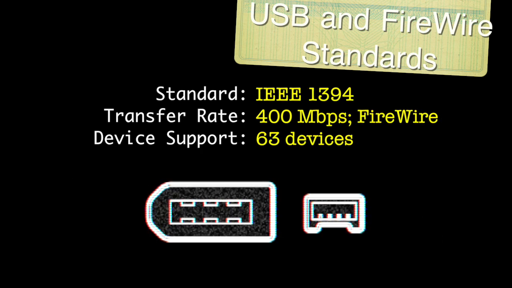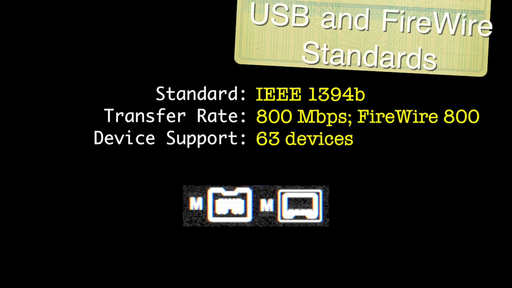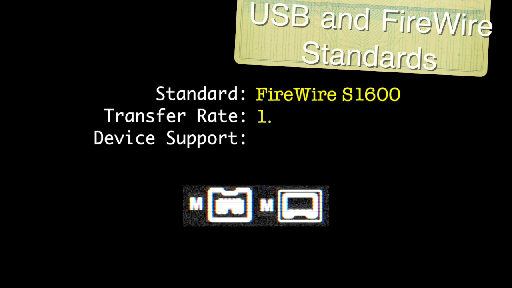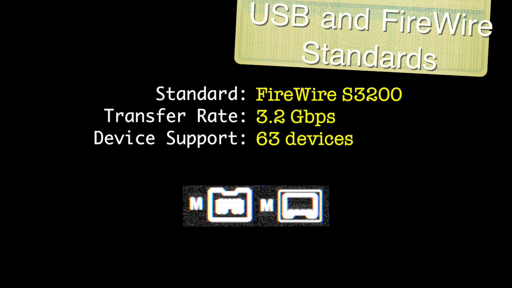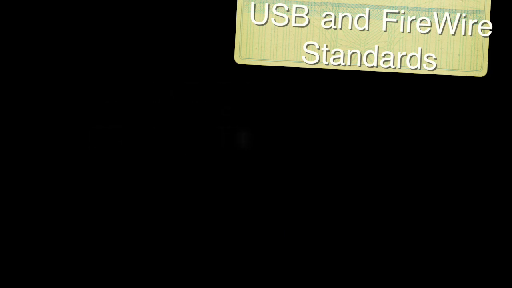IEEE 1394 supports a transfer rate of 400 megabits per second, and it's also known as FireWire, and it supports 63 devices. IEEE 1394b has a transfer rate of 800 megabits per second, and it's also known as FireWire 800, and it also supports 63 devices. FireWire S1600 has a transfer rate of 1.6 gigabits per second and supports up to 63 devices. FireWire S3200 has a transfer rate of 3.2 gigabits per second and supports 63 devices.